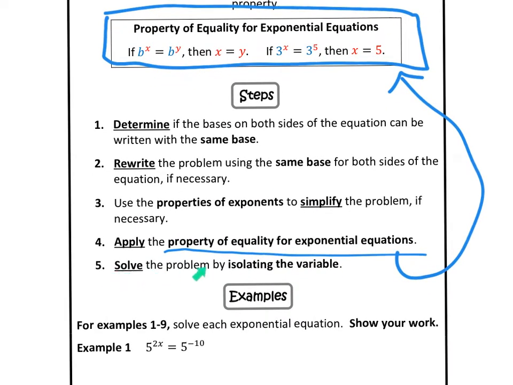Step number 5, solve the problem by isolating the variable. And I just want to reiterate there that when I isolate the variable, that means make sure the variable is by itself. Isolating the variable, making sure that the variable is by itself. All right, so let's look at the first example.